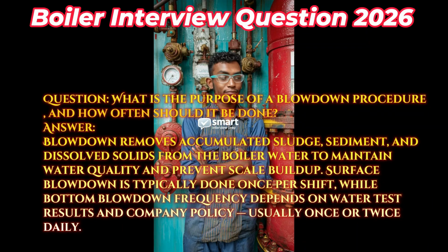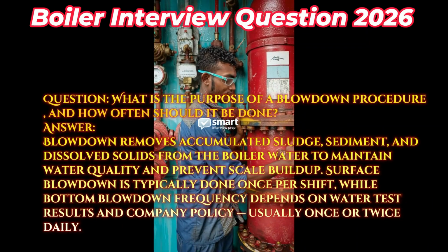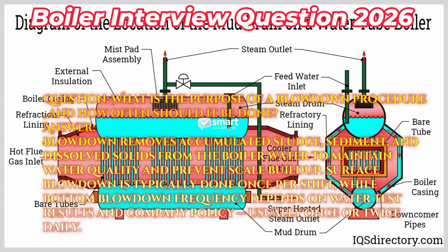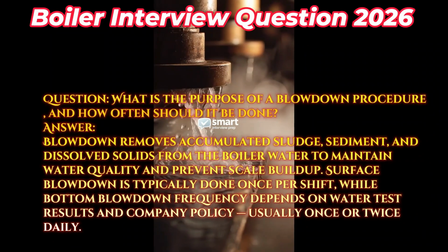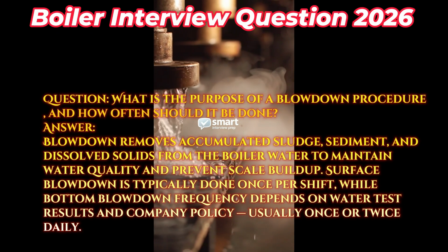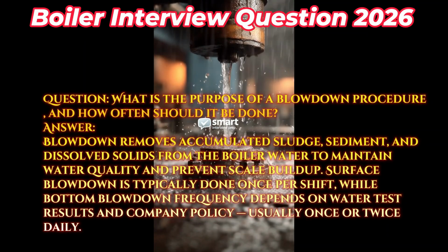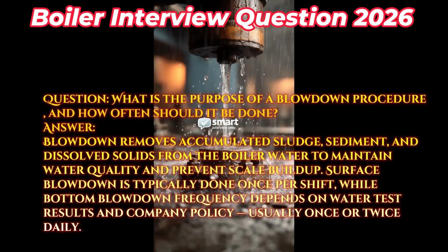Question: What is the purpose of a blowdown procedure and how often should it be done? Answer: Blowdown removes accumulated sludge, sediment, and dissolved solids from the boiler water to maintain water quality and prevent scale buildup. Surface blowdown is typically done once per shift, while bottom blowdown frequency depends on water test results and company policy, usually once or twice daily.